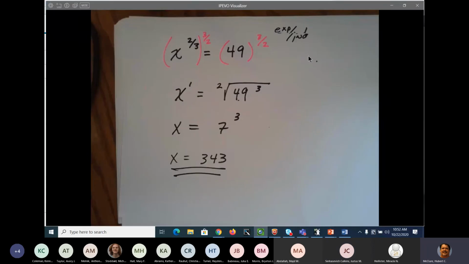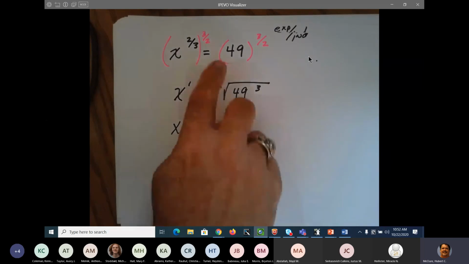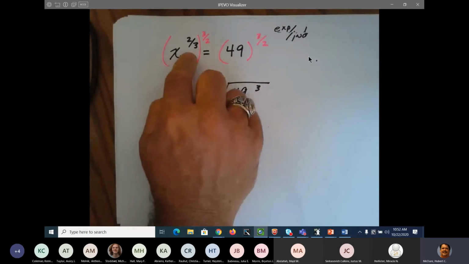They love to put those not only on my test, but they love to put those on standardized tests because a lot of people will sit there and stare at that 2/3 and not know what to do.